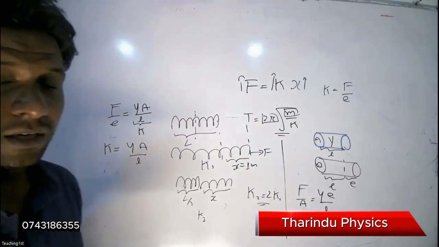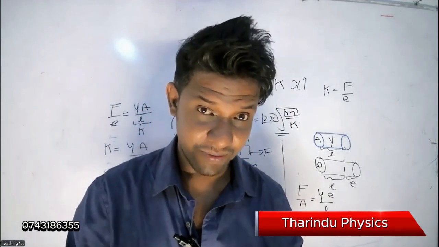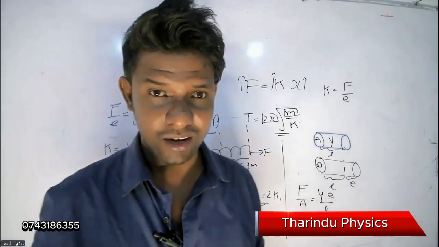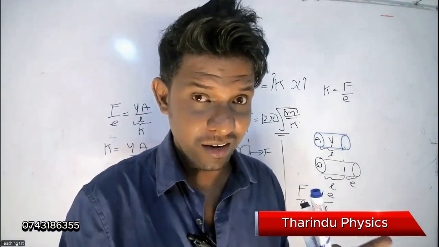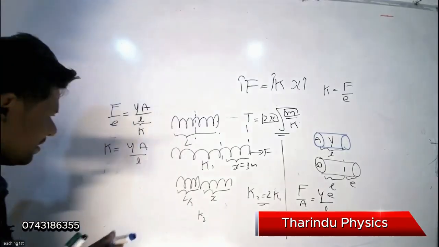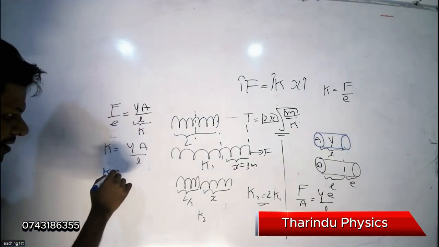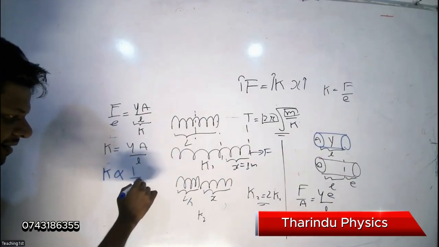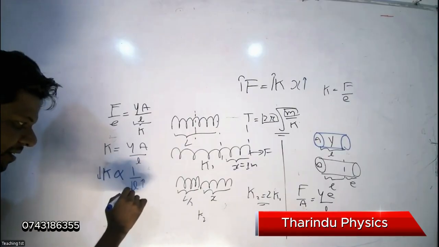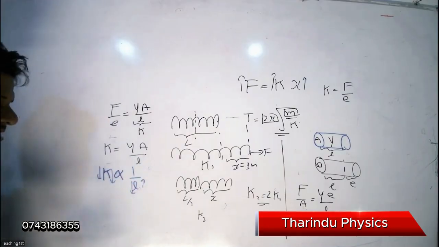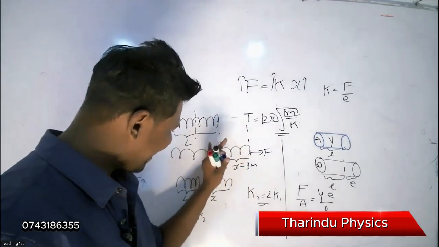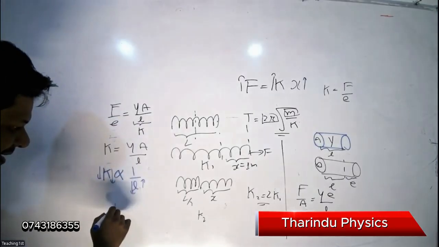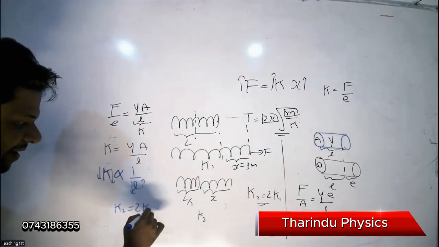So for a certain material at a certain given condition, Young's modulus is a constant. Area does not change dramatically, so we can consider the area also as a constant. Have a good look: the spring constant is inversely proportional to the length. As the length increases, this drops. As the length decreases, this increases. So here the length decreased to half. So how about K2 then? Definitely K2 is equal to twice K1.